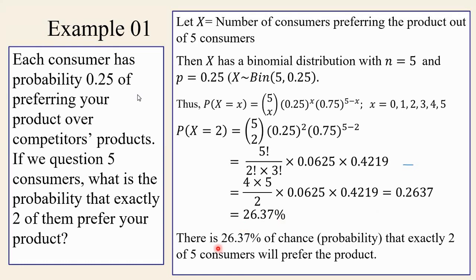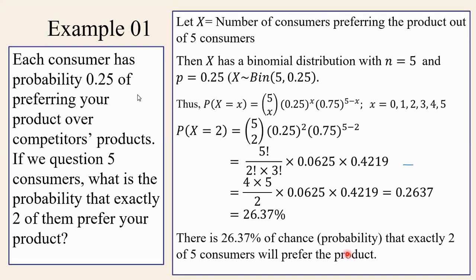So that means there is a 26.37% chance that exactly 2 of 5 consumers will prefer the product. Out of 5 consumers, there is a 26.37% chance that 2 consumers will prefer this product.